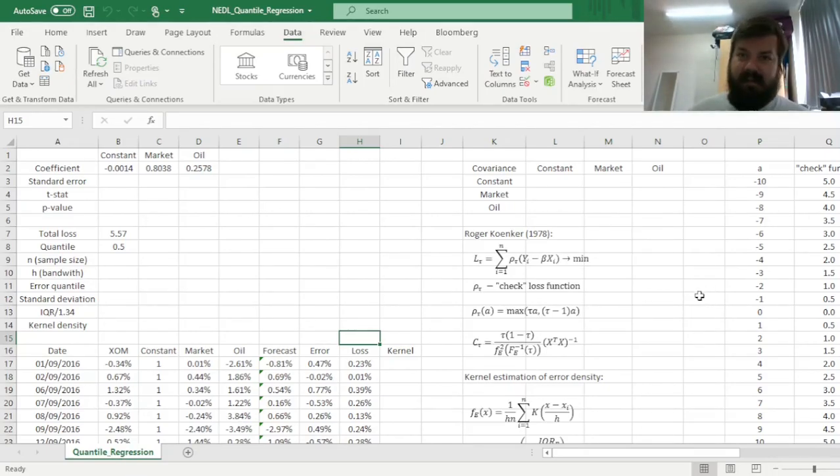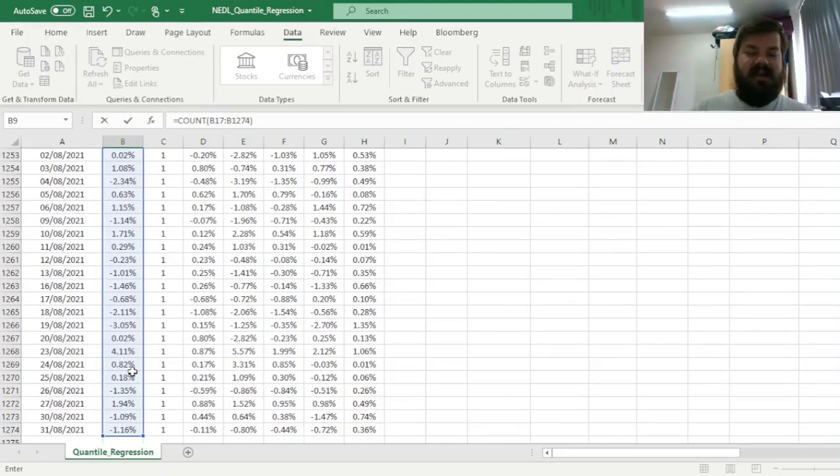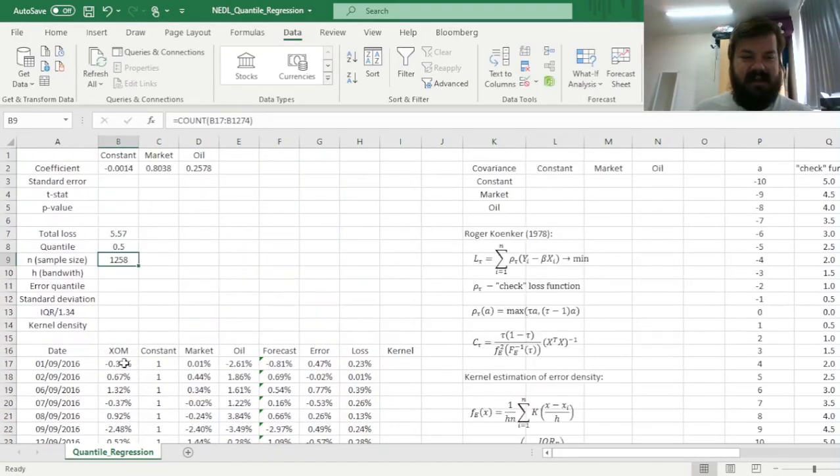And we have got a separate video on kernel density estimation if you are interested in just that, but here we will briefly use it to estimate our covariance matrix. Well, here we simply need to calculate the sample size, which is the number of observations, for example, the number of dependent variable observations, 1258.